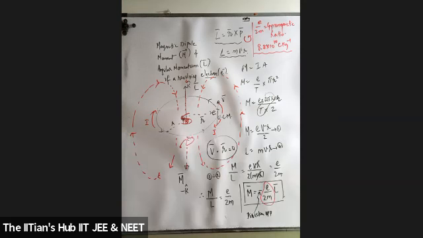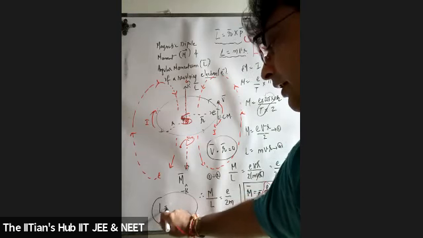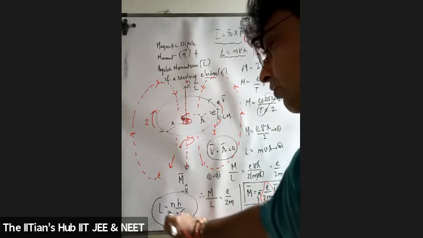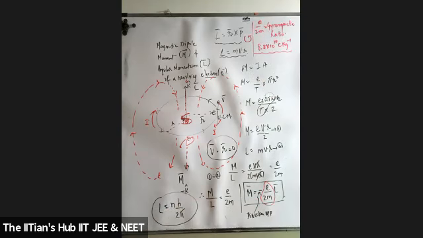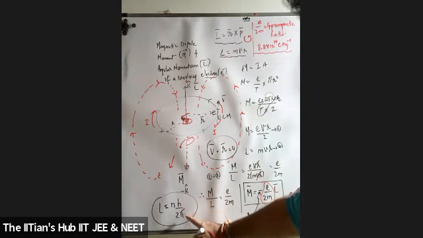That means those electrons revolving in a specific orbit do not radiate energy in that particular orbit. Their angular momentum is an integral multiple of h upon 2 pi, and it remains constant, where n is the orbit number, or the principal quantum number. h is Planck's constant, 6.63 into 10 to the power of minus 34 joule second, over 2 pi.